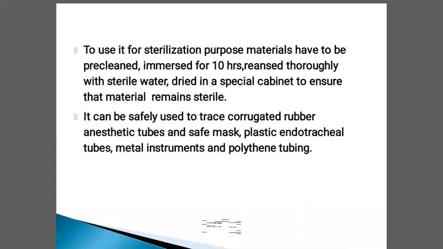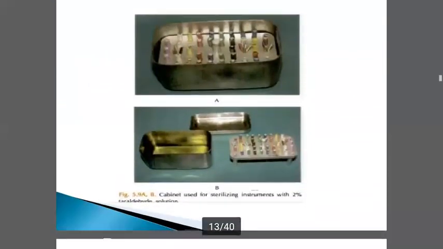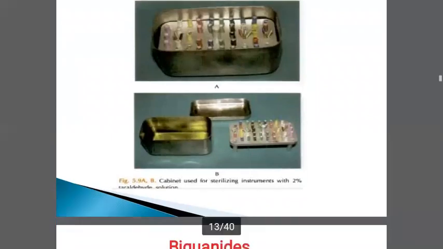It can be safely used for corrugated rubber anesthetic tubes and face masks, plastic endotracheal tubes, metal instruments, and polythene tubing. These are the cabinets used for sterilizing instruments with 2% glutaraldehyde solution.